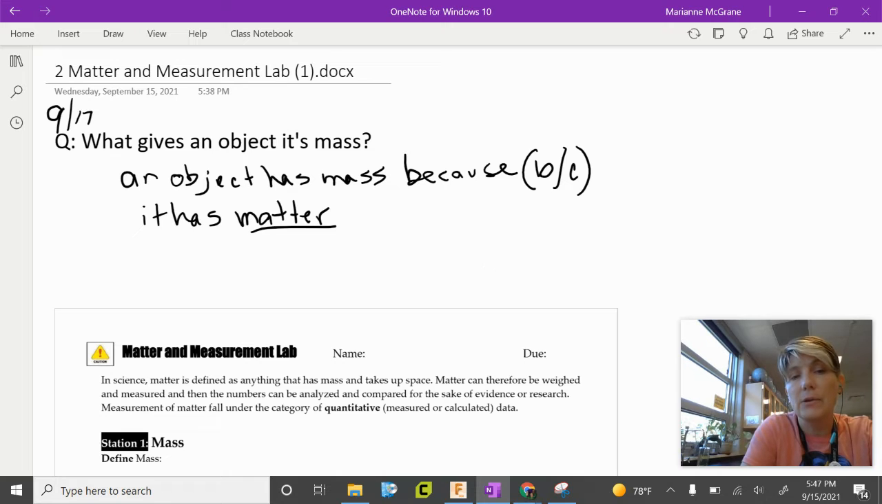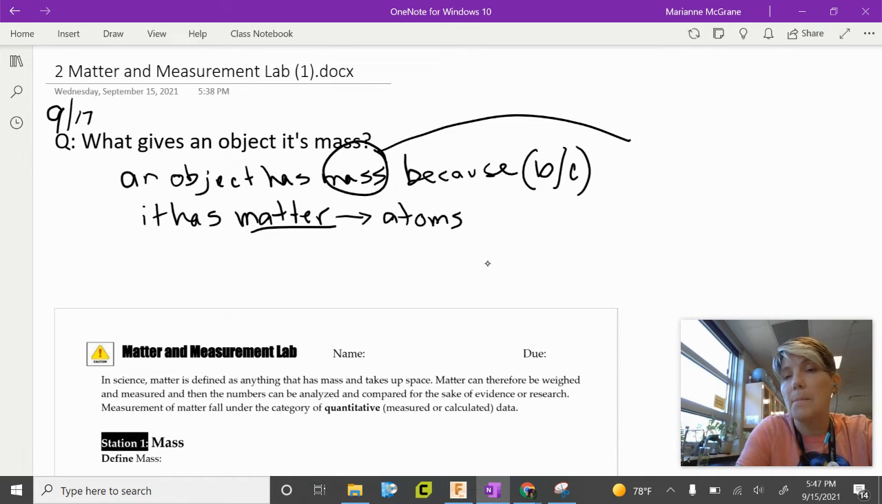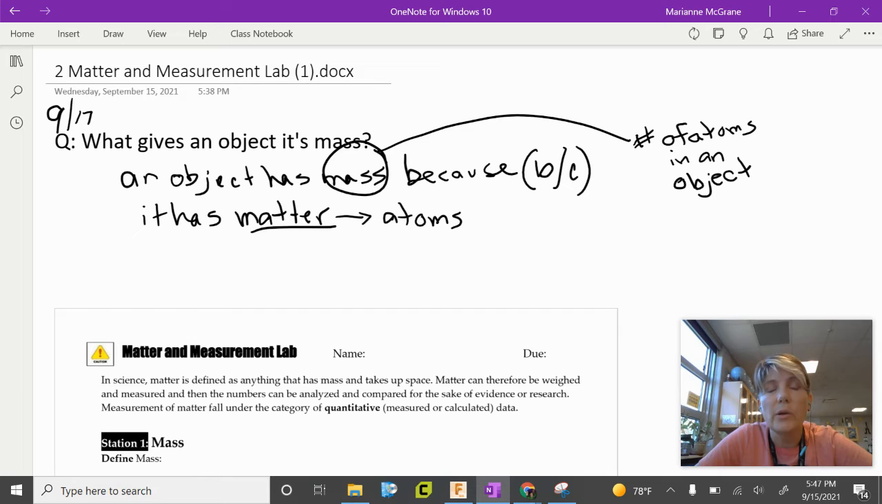Remember, matter is all about the atoms. It's made up of atoms. And the mass is a measurement of the amount, or the number, of atoms in an object. I know that's kind of messy. My handwriting is atrocious. It always is. But that's basically the idea of what gives an object its mass.